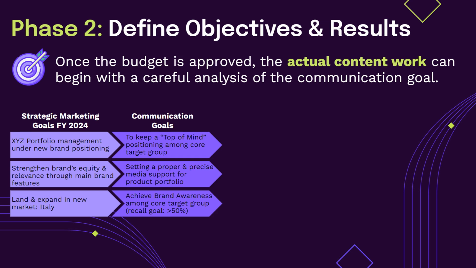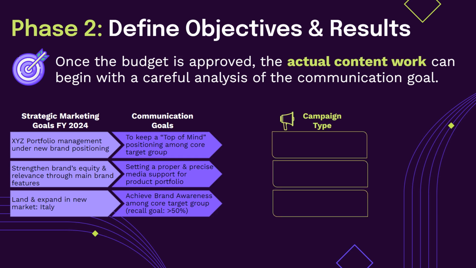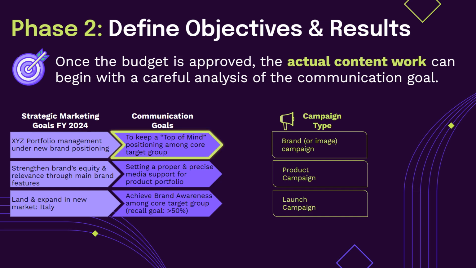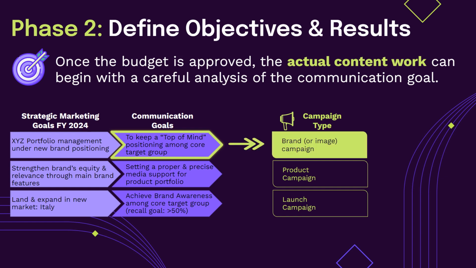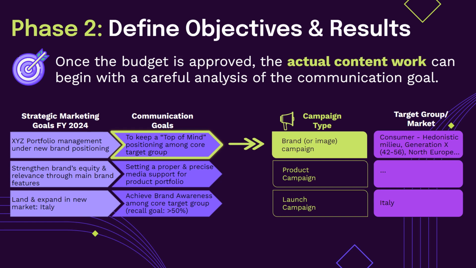Depending on the communication goal, the responsible campaign planner defines the appropriate campaign type that is suitable to achieve the specific communication goal. A campaign typically focuses on one communication goal. Take the to keep a top-of-mind positioning among core target group goal. We can identify that brand, or image, would be the appropriate campaign for this goal. Once the campaign type is identified, the target group/market is selected.